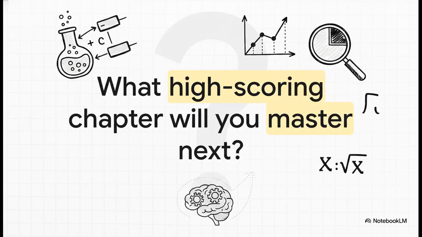So let me leave you with this final thought. Armed with these strategies, you aren't just rote memorizing anymore. You are actively dissecting the exam itself. You see the traps, you get the visual graphs, and you have a rock-solid structural approach for the numericals. If you can break down electrochemistry this effectively, what high-scoring chapter are you going to master next?